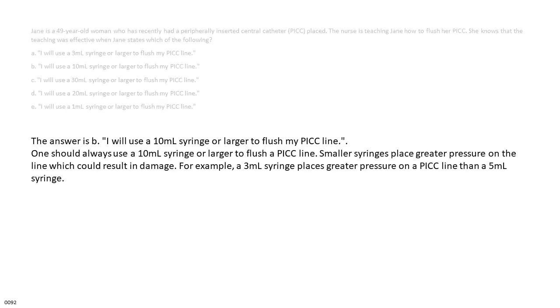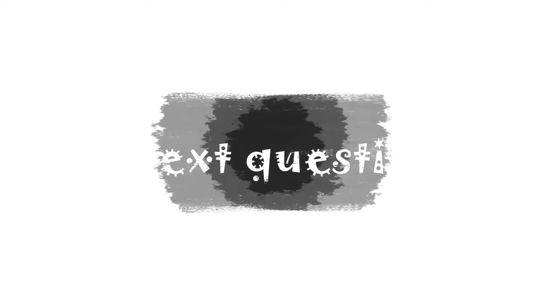The answer is B. I will use a 10 ml syringe or larger to flush my PICC line. One should always use a 10 milliliter syringe or larger to flush a PICC line. Smaller syringes place greater pressure on the line, which could result in damage. For example, a 3 milliliter syringe places greater pressure on a PICC line than a 5 milliliter syringe.